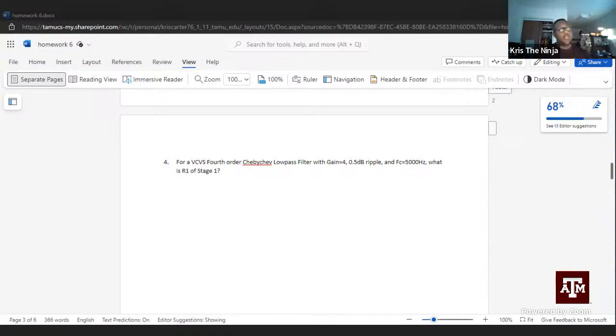Okay, so this shouldn't be too much harder than what's on the actual page of the notes. So it says design a fourth order Chebyshev low pass filter with a gain of 4, 0.5 decibels of ripple and a cutoff frequency of 5,000 hertz. What is R1 of stage one? So that goes back into the equation.